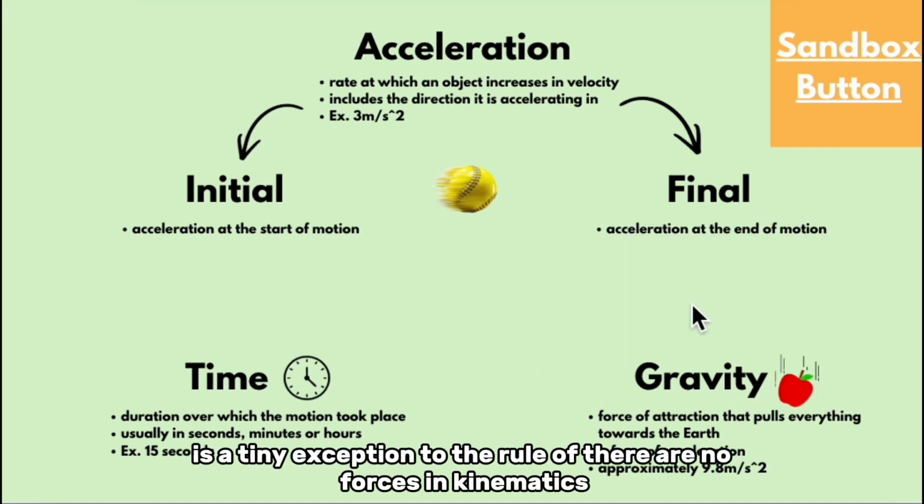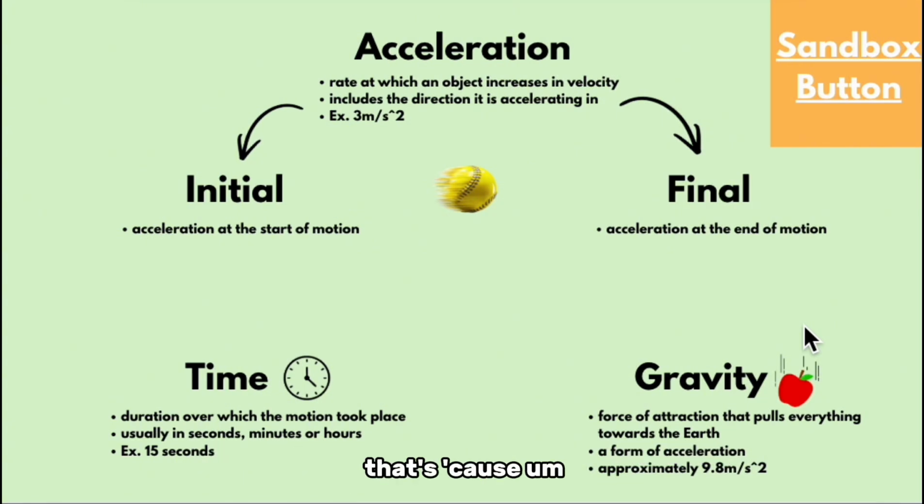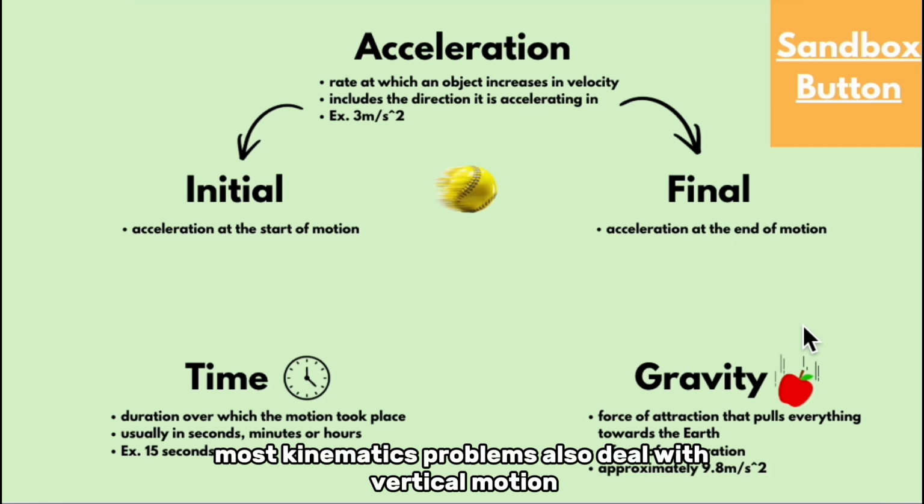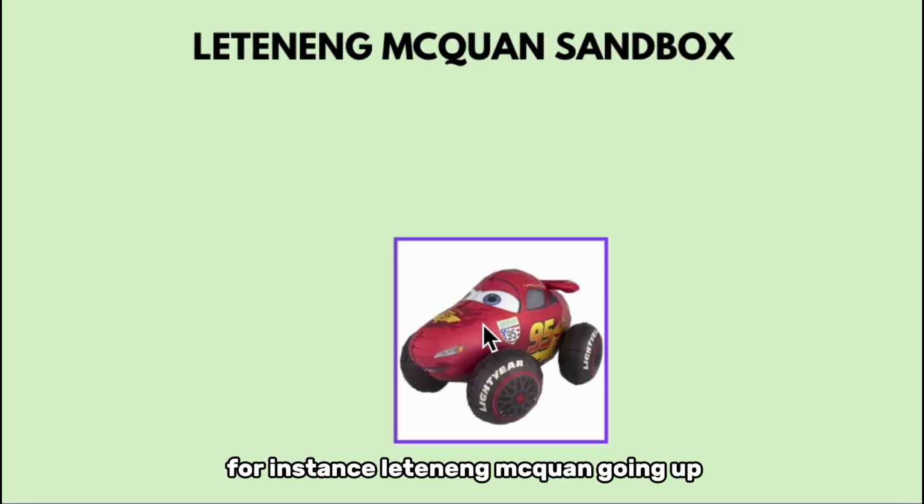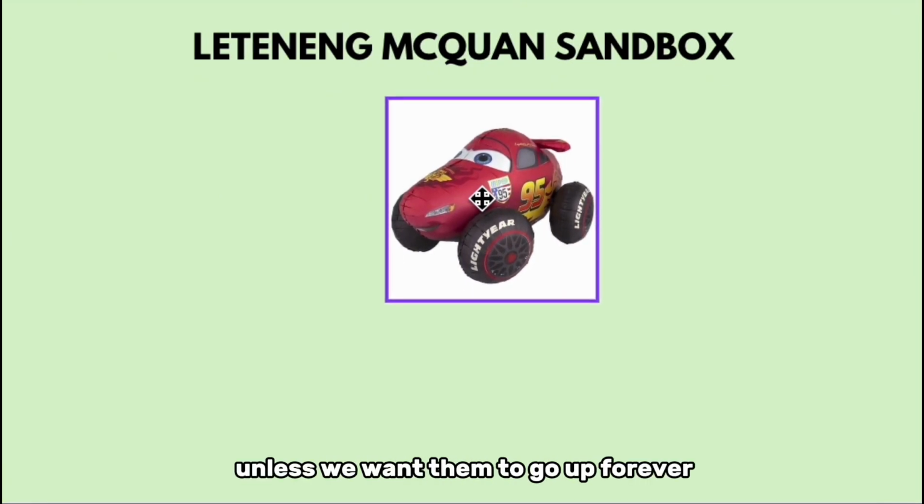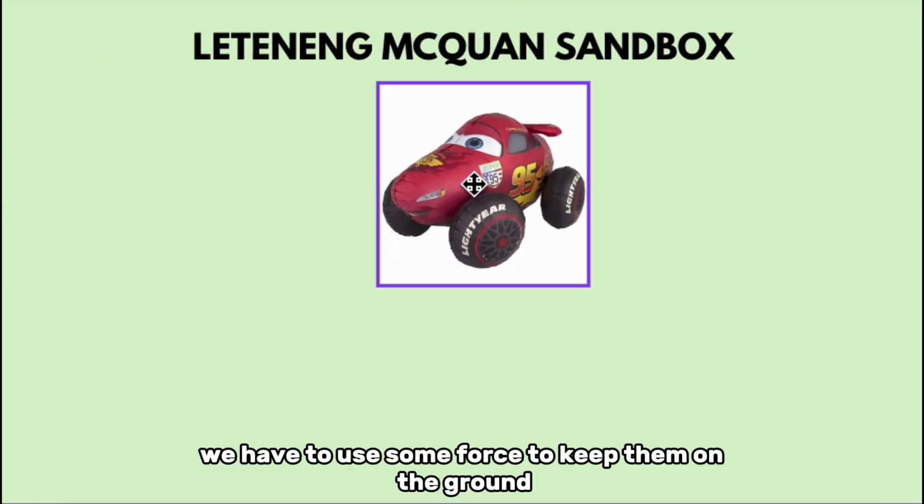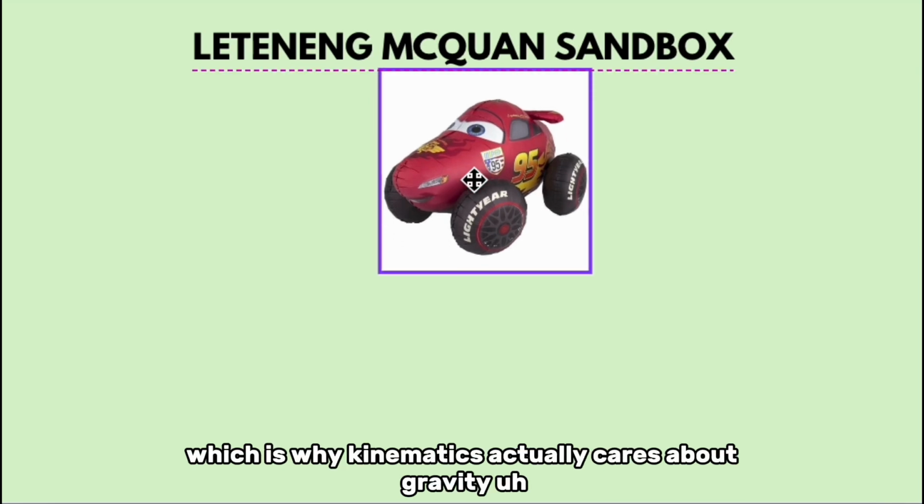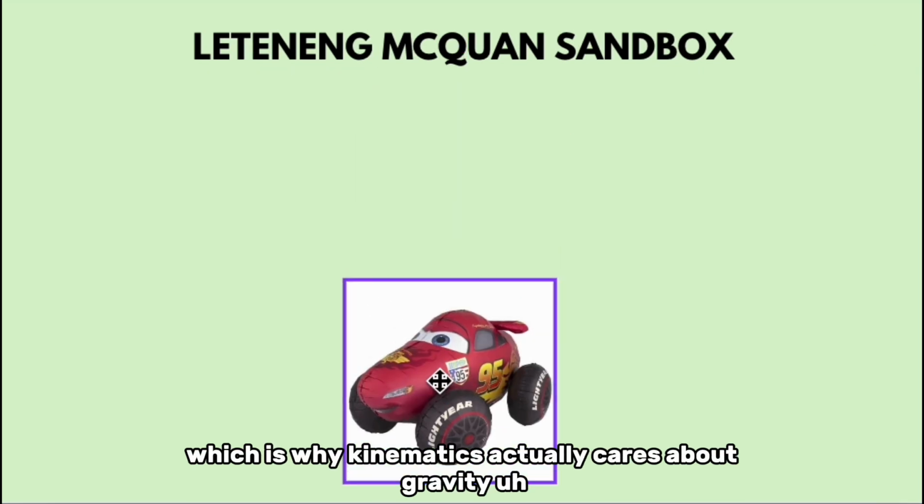Gravity, however, is a tiny exception to the rule that there are no forces in kinematics. That's because most kinematics problems also deal with vertical motion, for instance, Leteneng Mcquan going up, which means unless we want them to go up forever, we have to use some force to keep them on the ground, which is why kinematics actually cares about gravity.